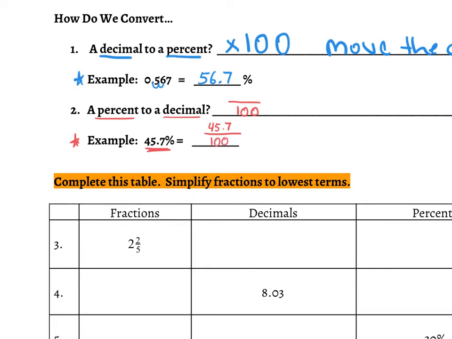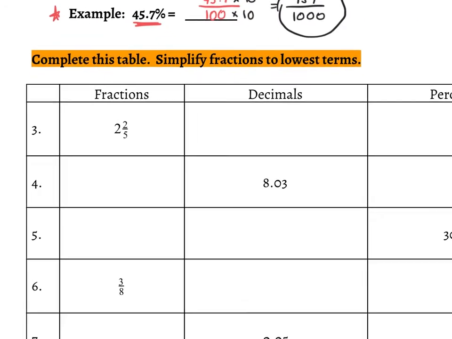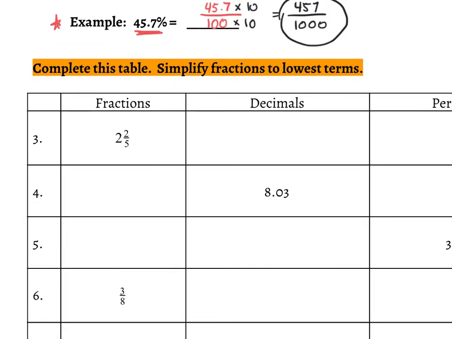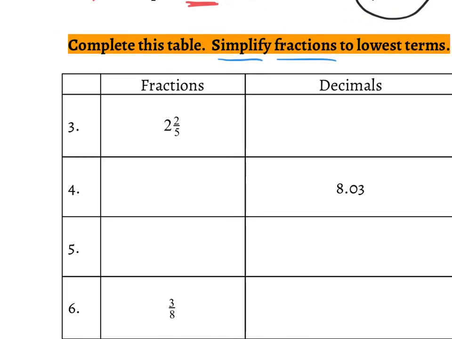Remember, this is like 45.7 out of 100, but we can't leave that decimal in there. So I multiply the top and the bottom by 10. 457 thousandths. Let's go ahead and check our table. Remember, you needed to simplify your fraction to the lowest terms if possible.